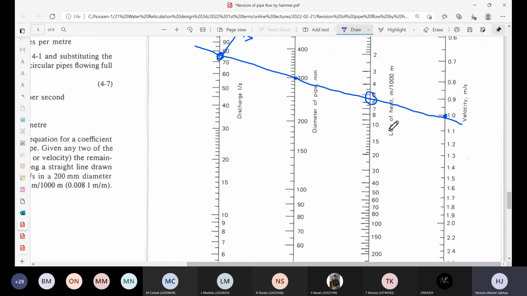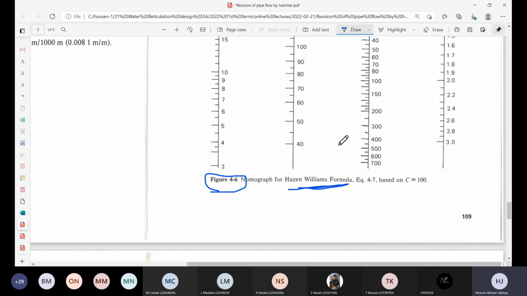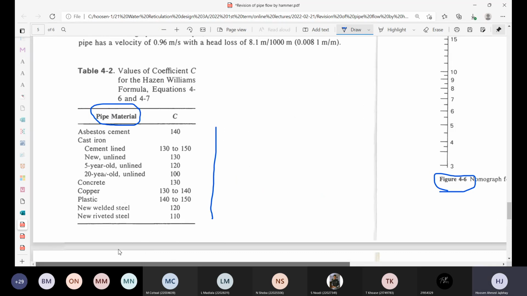So how do you compensate for that fact? You notice right at the bottom, in the heading of that graph, it says that the nomograph is based on a C value of 100. So that's what this is based on, a C value of 100. That would mean it's meant for a cast iron pipe of about 20 years old or something like that. That's what the nomograph is derived for.